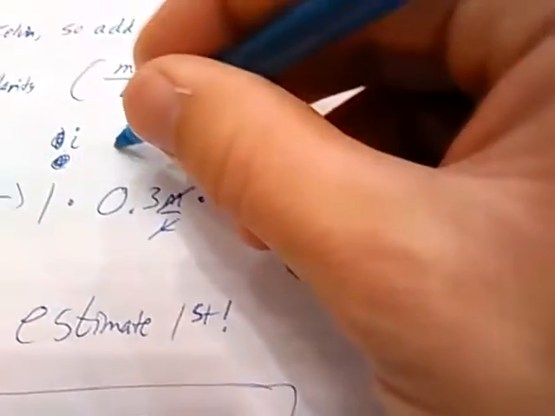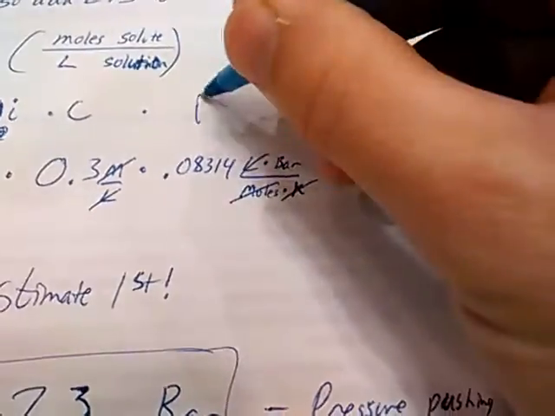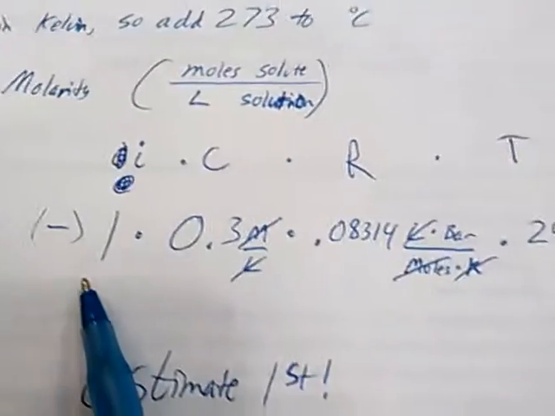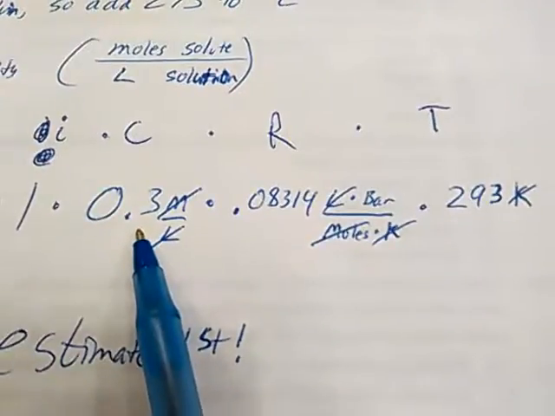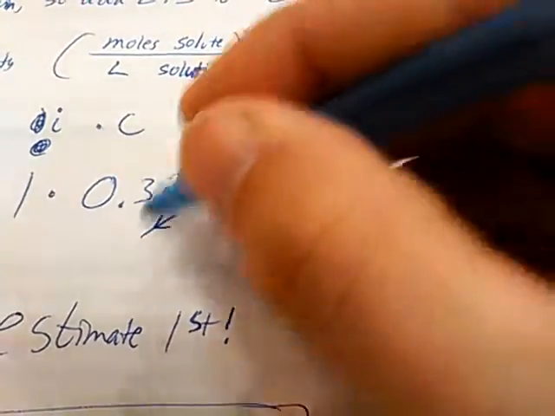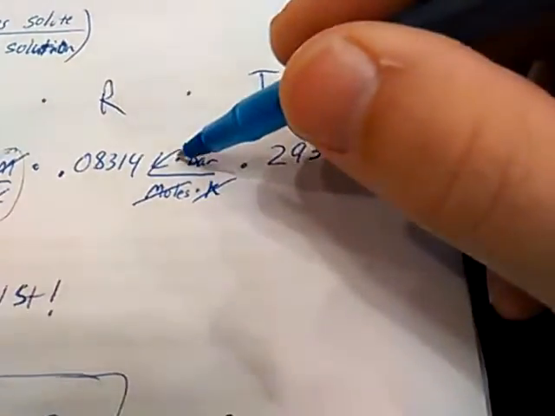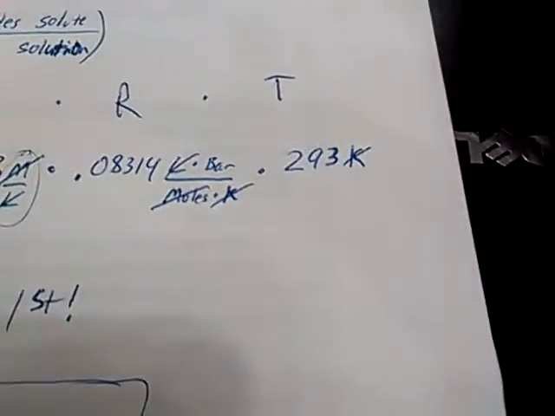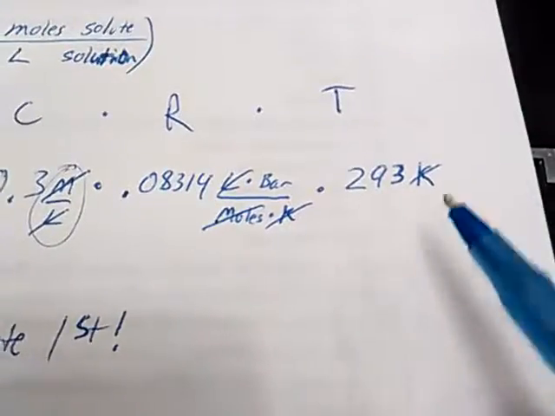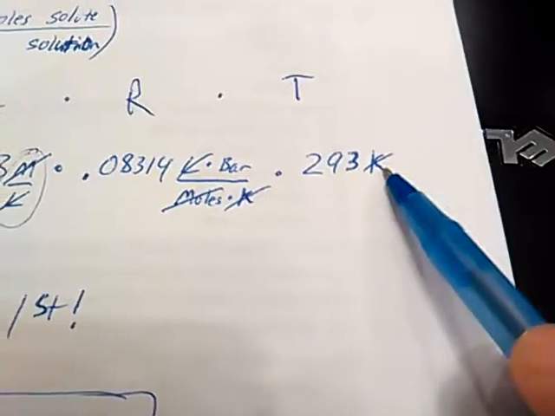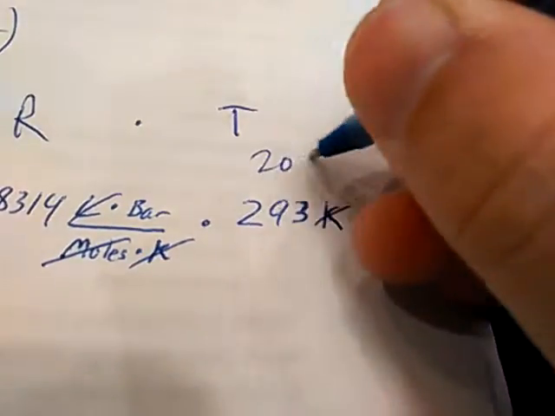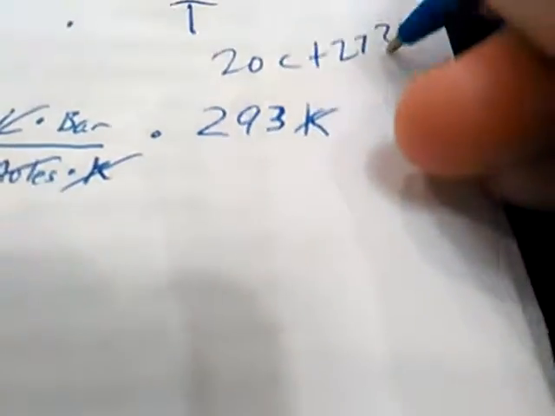All right. i times C times R times T. Oh, there we go. So -1 times 0.3 molar, that's moles per liter, times 0.08314, that's liters times bars over moles times kelvins. The units probably don't matter a lot to you, but I like showing why they cancel. Times 293 Kelvin. Remember, that's 20 Celsius plus 273 to get to Kelvin.